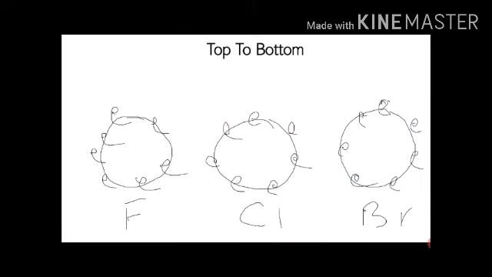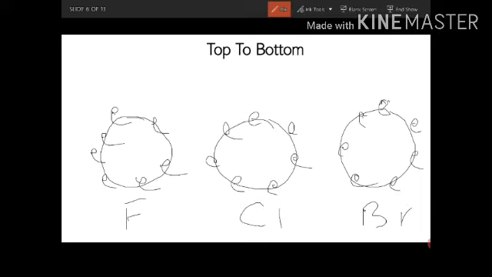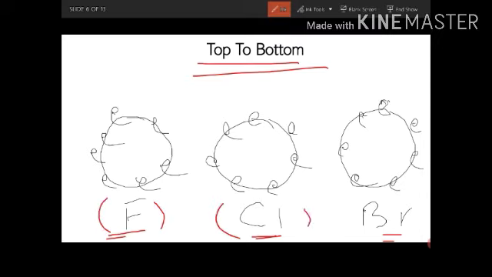Okay, now let's come to top to bottom. When you move from top to bottom, see, I have fluorine, chlorine and bromine as the example. Now here you have to remember one thing, that there is an exception of fluorine and chlorine. But this exception you don't have to remember right now for the class 10 examination. So let's go with the usual trend. Let's not come to any exception right now.